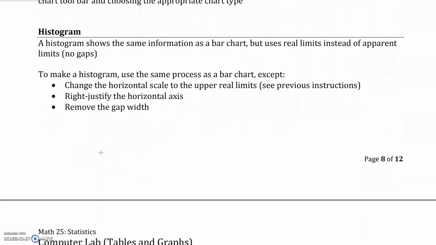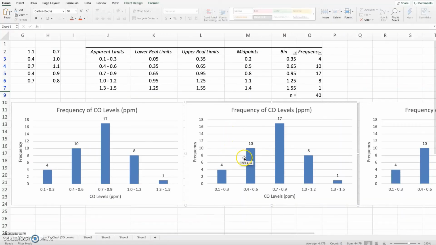Histograms show the same information as a bar chart, but instead of using the apparent limits, we use the real limits where there are no gaps existing, and we show no gaps between each of the bars. So to make a histogram, we change the horizontal scale to the upper real limits, and then we're going to justify the horizontal axis and remove the gap width. So we're going to work from this second instance of the bar chart to turn it into a histogram.